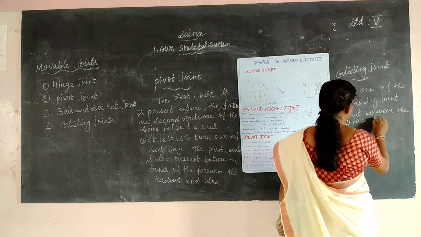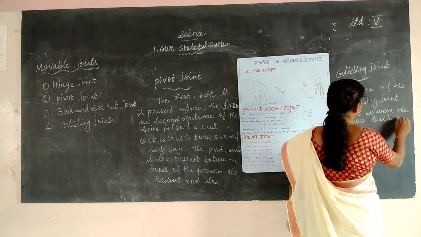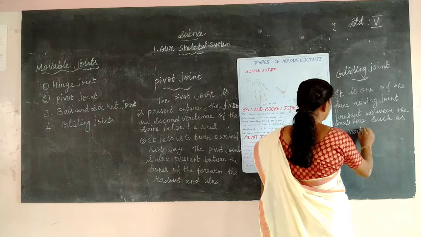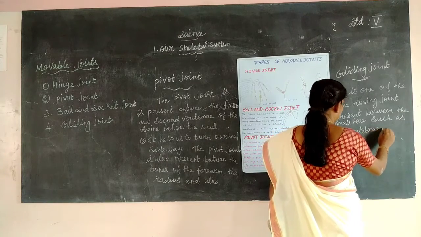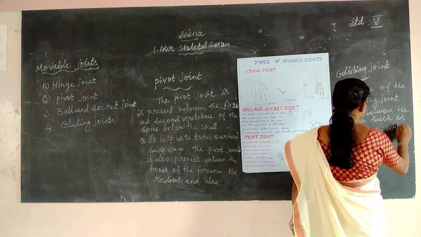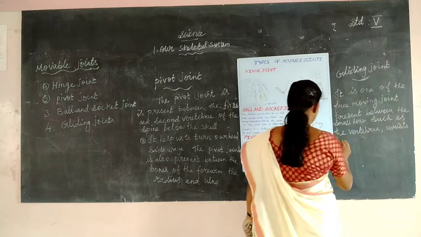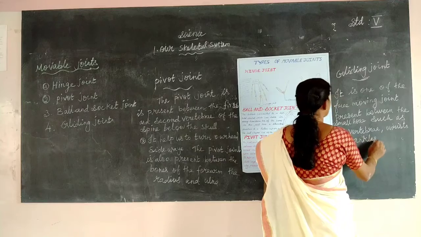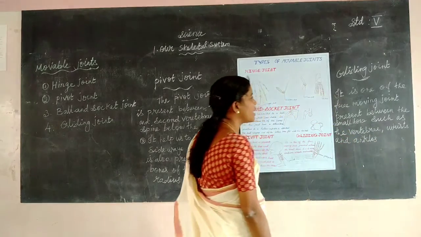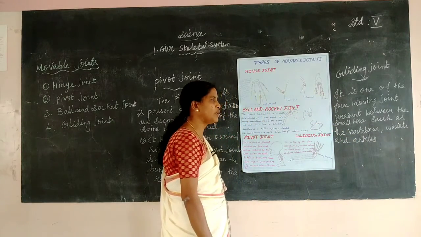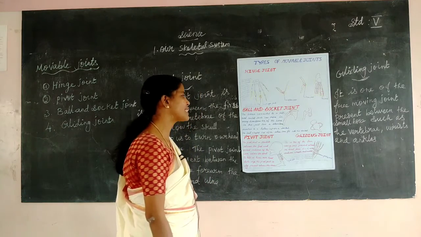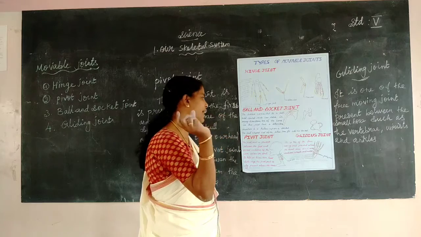Small bones such as the vertebrae, wrist and ankles. Okay children, what joint? Gliding joint. It is one of the free moving joints present between the small bones such as the vertebrae, wrist and ankle.